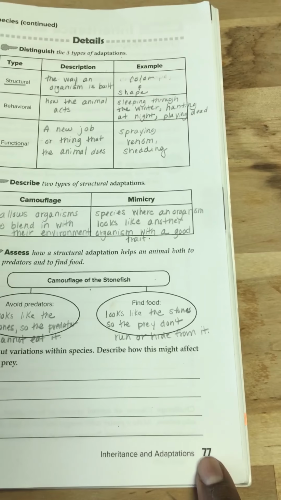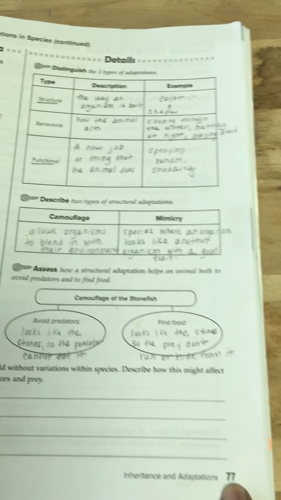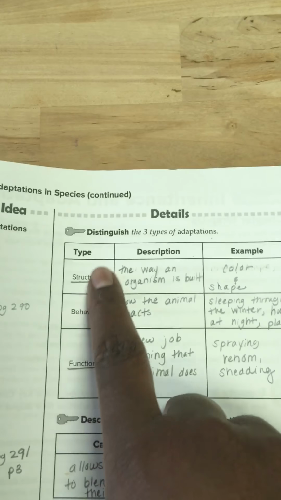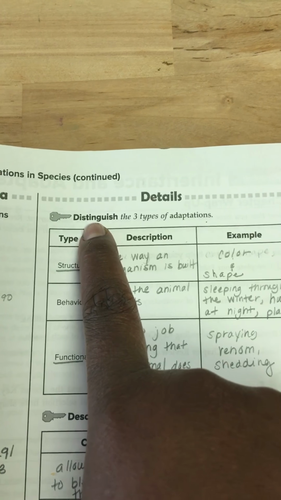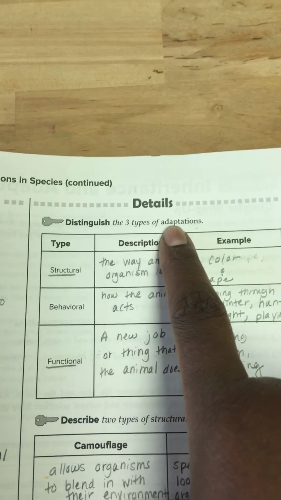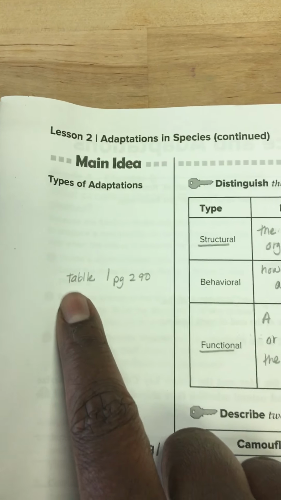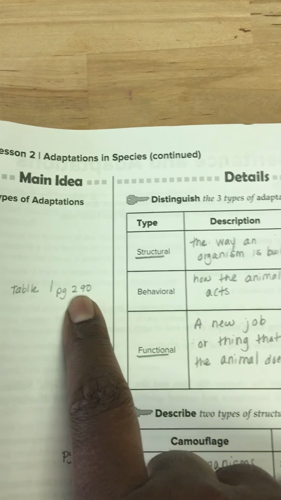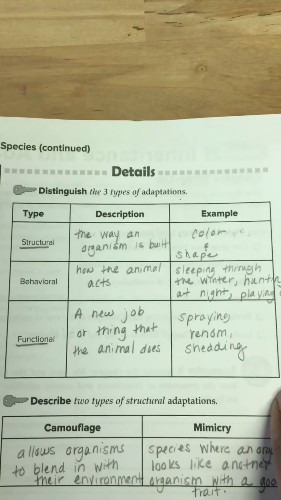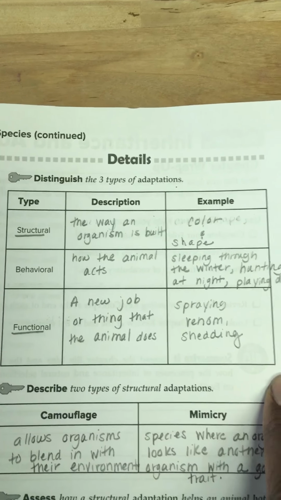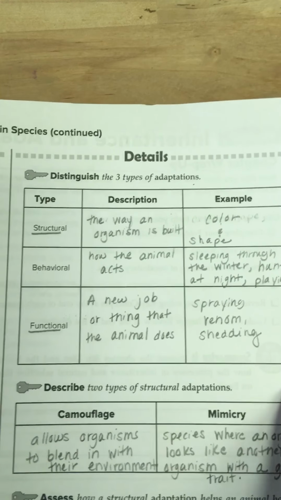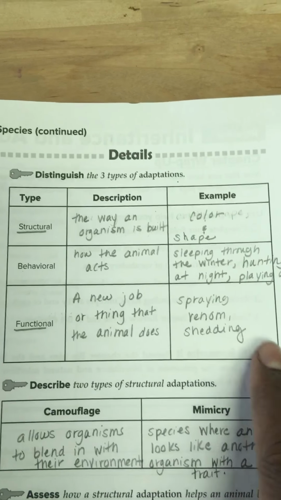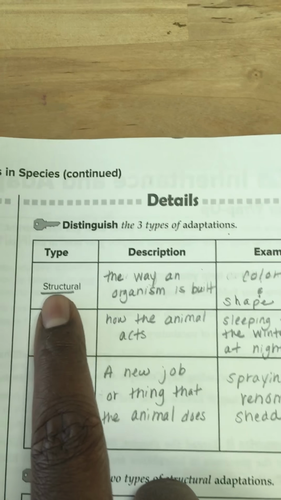Okay, ladies, this video will help you with page 77. So here they want you to distinguish. That means tell the difference between the three types of adaptations. And Miss Natasha found this information on table 1, and that's on page 290. But I didn't copy all of the information from the book because it would be hard to remember that. I summarized. So here's what I got.